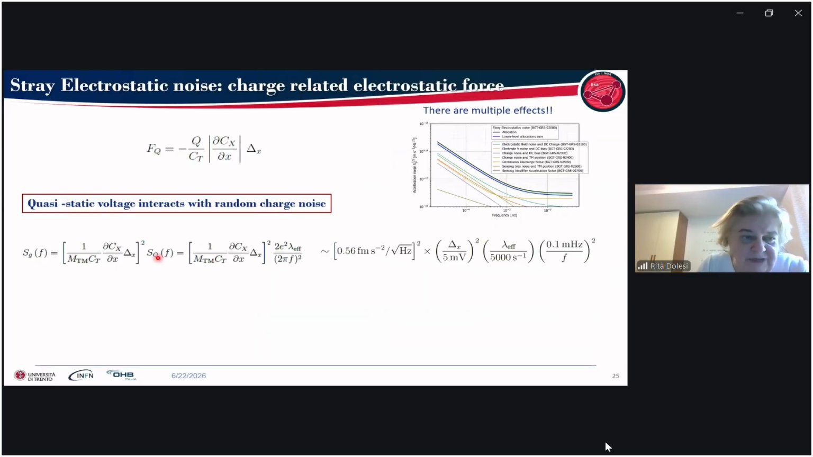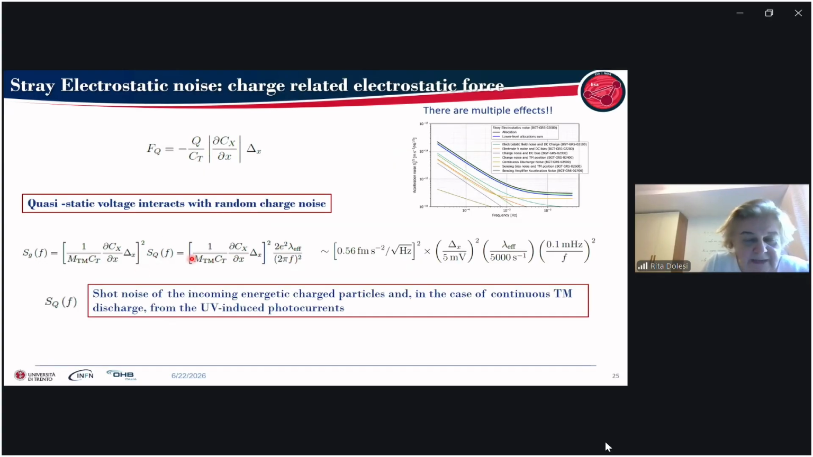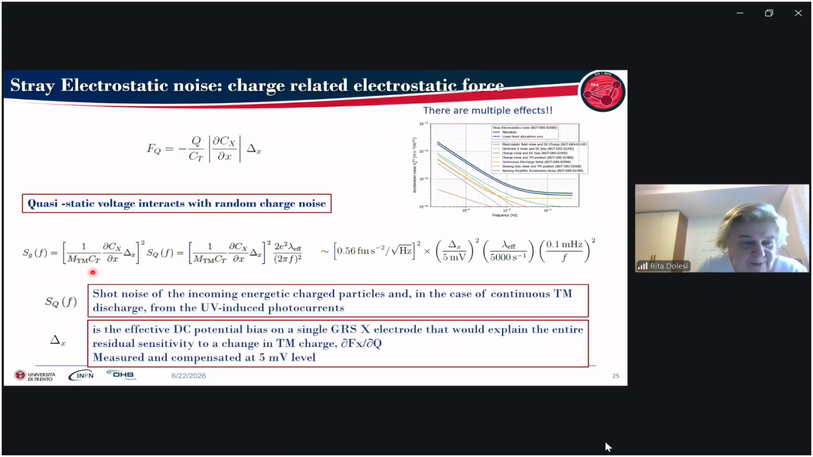Just a few words about a couple of these entries that are related then with verification strategies on ground that we are implementing. One of these noise sources is the quasi-static voltage that interacts with random charge noise. And here the two parameters that are most relevant: this is shot noise that affects the charge of the test mass. That is due mainly to the incoming energetic particles, but we have to pay attention also not to introduce extra additional noise with our charge management system.